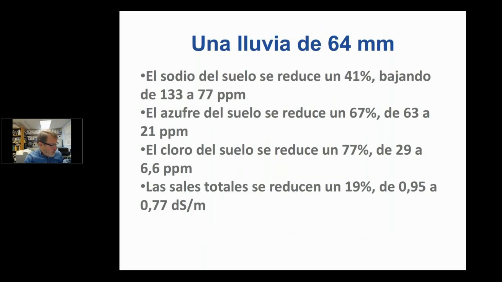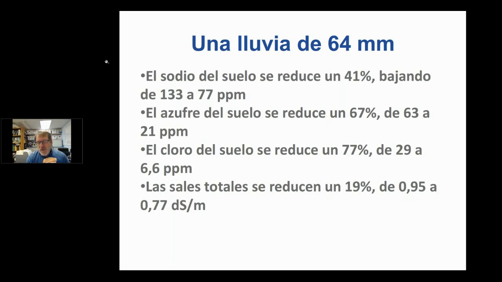So at Denver Country Club, we saw those rainfall events. And there was one event where they had 64 millimeters of rain. And we monitored the soils just before the rainfall event and then just after the rainfall event. And we saw that there was a pretty significant reduction in sodium by 41%, sulfur by 67%. We went from chloride levels, 77% reduction, and then a 19% reduction in total salts. So just the 64 millimeters of rainfall, although this was in one event, so it was a pretty heavy rain, caused a very significant impact on soil conditions.